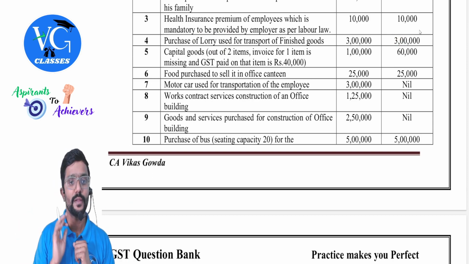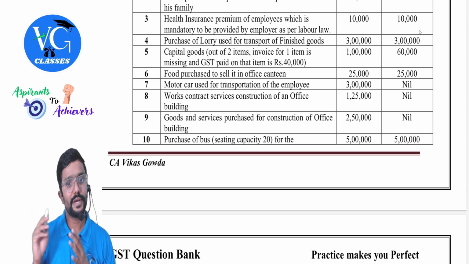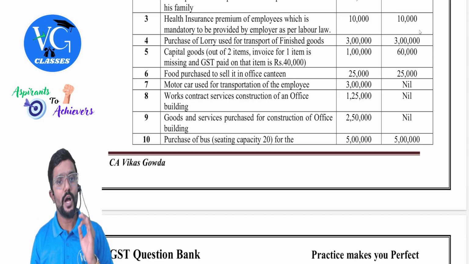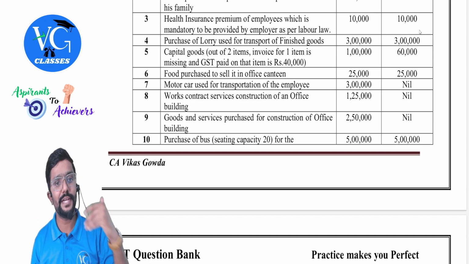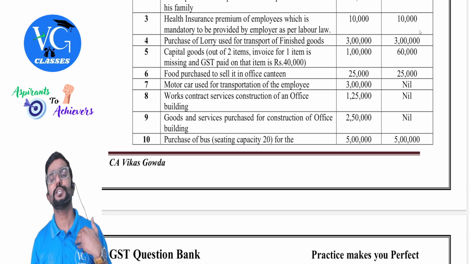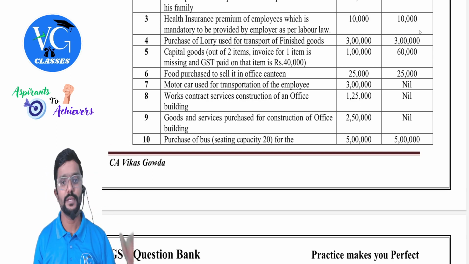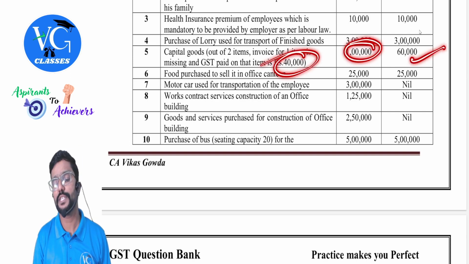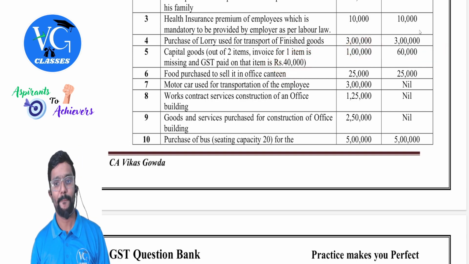Next, capital goods. GST paid is 1 lakh. Out of 2 items, invoice for 1 item is missing and GST paid on that item is 40,000. So is credit available for it? No. Section 16 subsection 2, one of the conditions is that the recipient should have a copy of invoice. So it is missing. So what is the remaining credit? 1 lakh minus 40,000, 60,000 can be claimed.